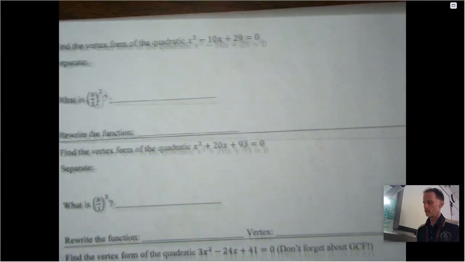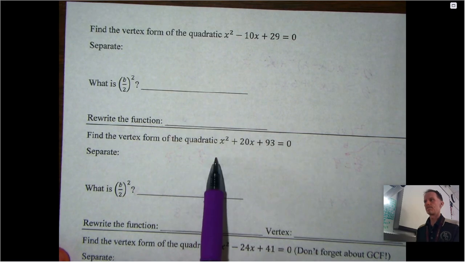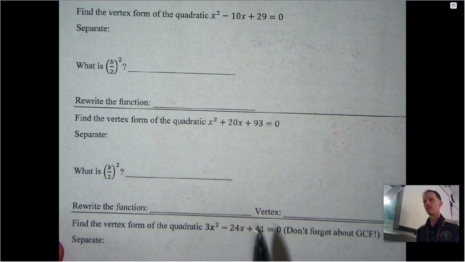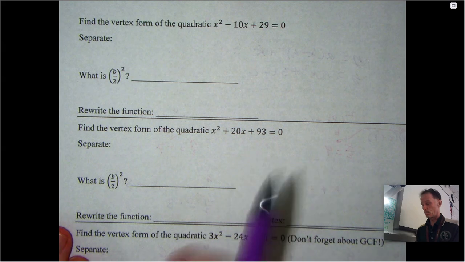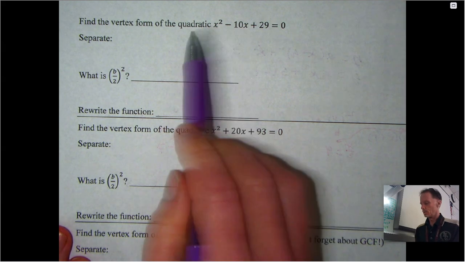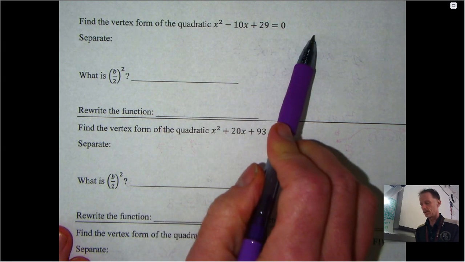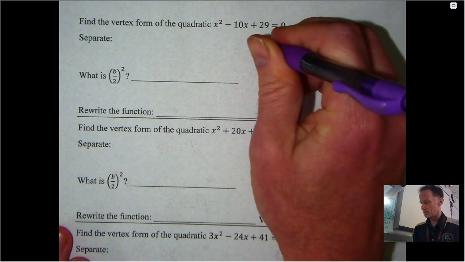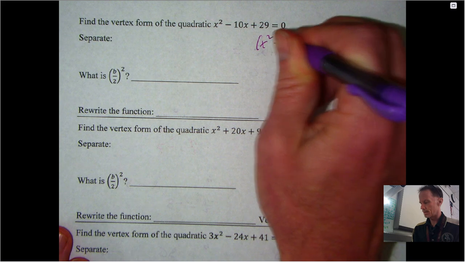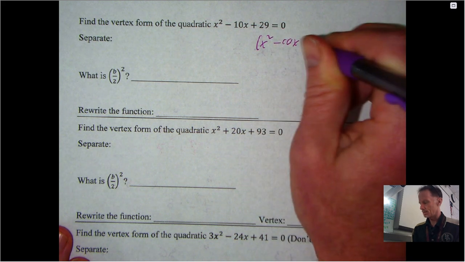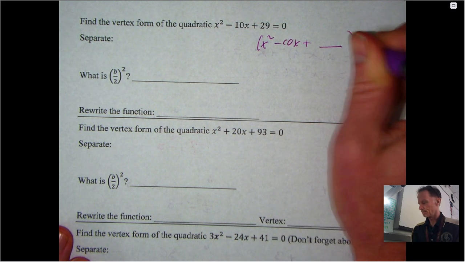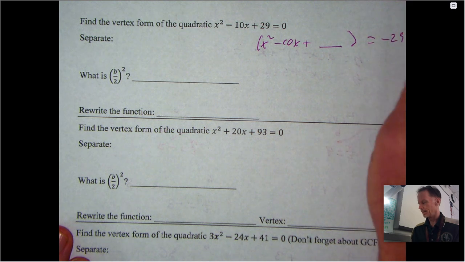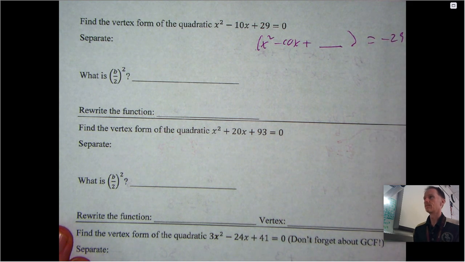Okay, so let's do one more, and then I'll ask you to pause the video and do one on your own. And then we'll get into some with the leading coefficient. So same thing, right? Get rid of the constant, don't even worry about it, and then set up what the equation is going to look like. So this is going to be x squared minus 10x, I'm going to leave a space, equals negative 29, and have that same space.